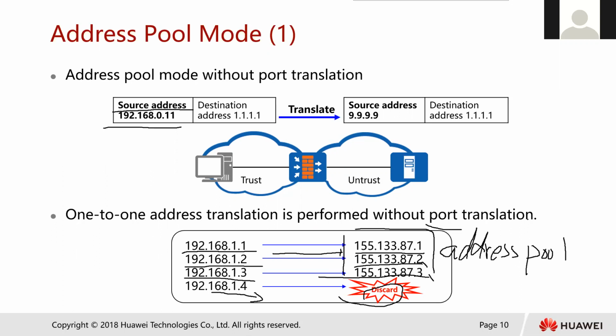In the address pool, we only have three IP addresses. We do not do port translation. We just do IP address translation. So we only have three IP addresses. If there were four PCs or four personal laptops that need translation, the fourth one we have to discard. So this has some weakness.